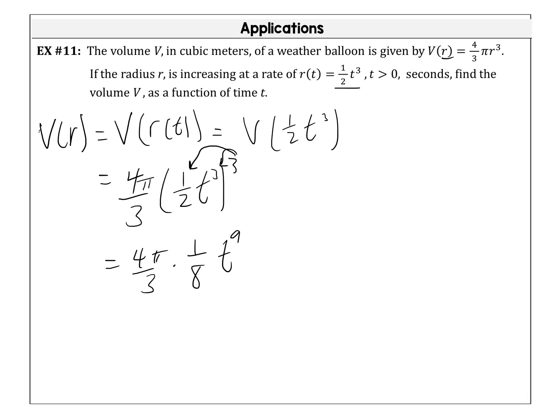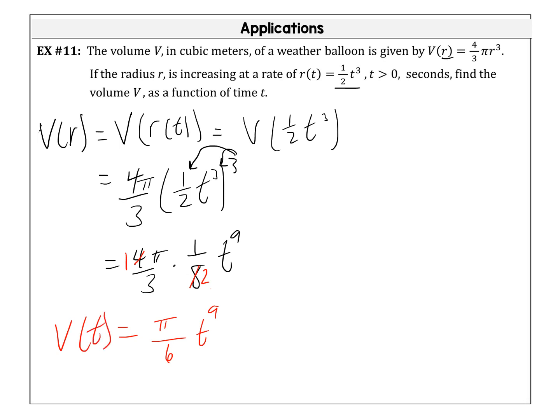So this is where we're at, and we're going to keep simplifying, cleaning this up. A quick little simplifying is that notice I have a 4 in the numerator and an 8 in the denominator. They can simplify. 4 divided by 4 is 1. 8 divided by 4 is 2. So I simplified before. Now I'm going to keep going. So I have pi times 1 is just pi. 3 times 2 is 6, and I'm left with t to the 9th. So here is V of t in terms of time.